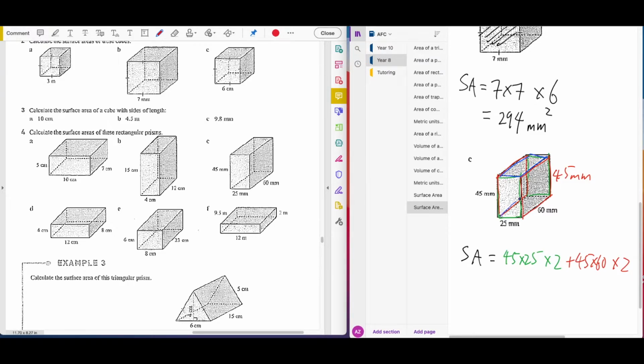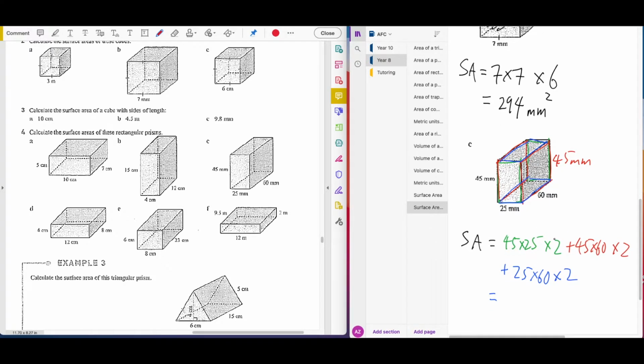Right? So how do we find the area of the top and bottom? Well, just find the area of the rectangle. So the area of the rectangle at the bottom is going to be what? 25 by 60. So 25 times 60. And because there's 2 of them, we got to times this by 2. And that's how you can get the surface area of a rectangular prism, because I've worked out the areas of every single face and I've added them all up, right? And remember to multiply them by 2 because there's 2 identical faces on the opposite sides of a rectangular prism.